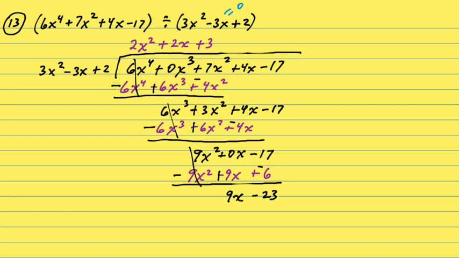So that's your remainder. So you're going to put plus the remainder, 9x minus 23, all over the divisor, 3x squared minus 3x plus 2. And that would be your answer up here.